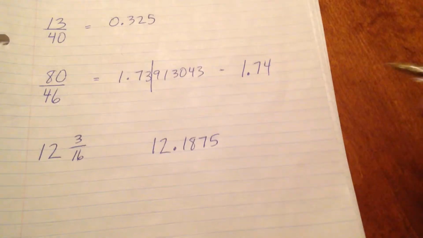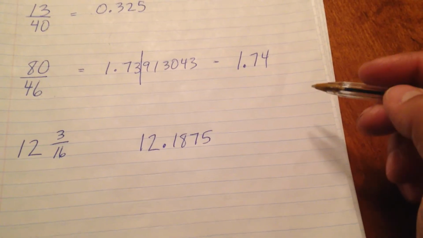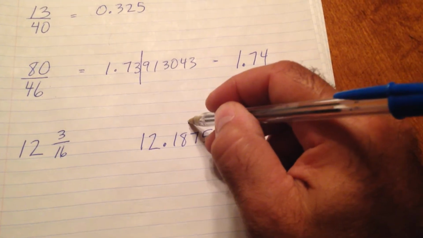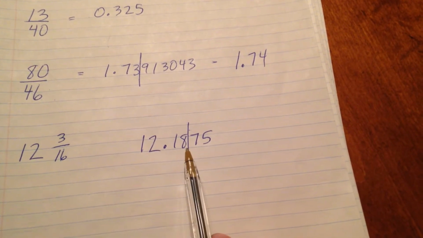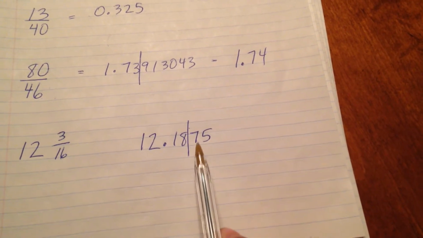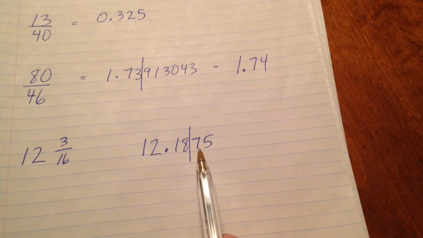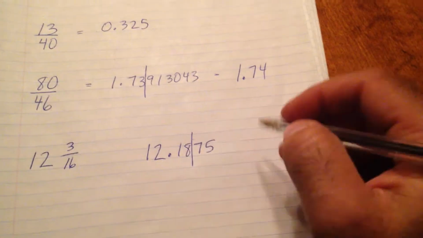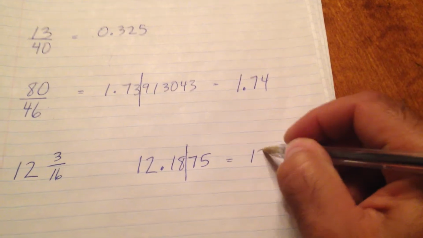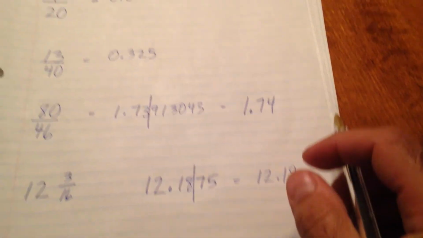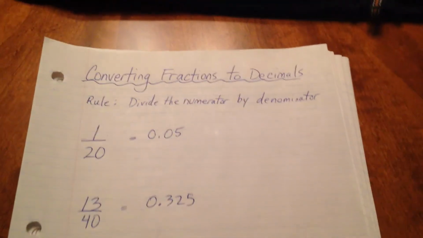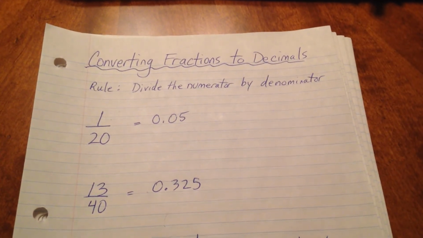So this is actually 12.1875. Or in this case, if I just want to keep two numbers, I would keep either 18 or 19. Again, I look to the next number, the 7. If it's a 5, 6, 7, 8, or 9, it would become 19. So this is actually 12.19. That is acceptable, but they're all acceptable. And that's how you will convert a fraction to a decimal.